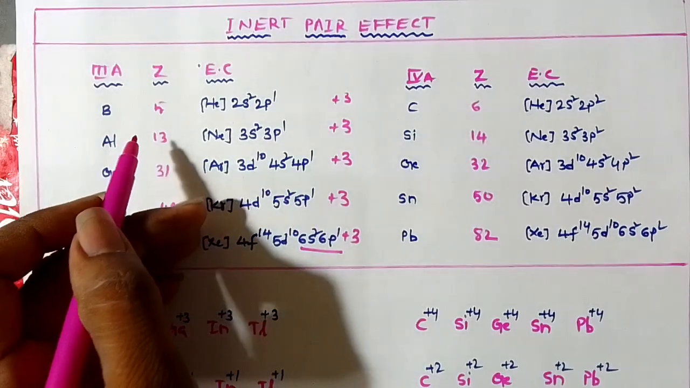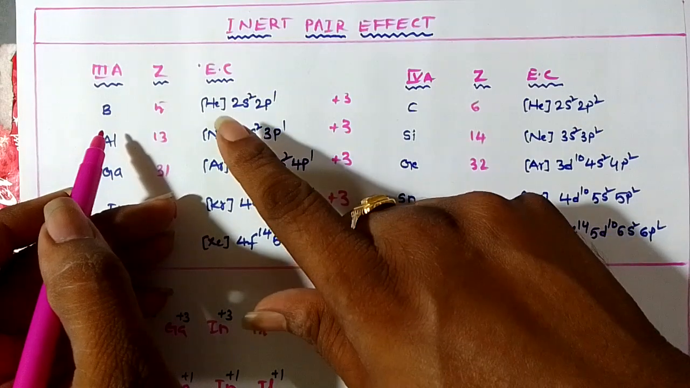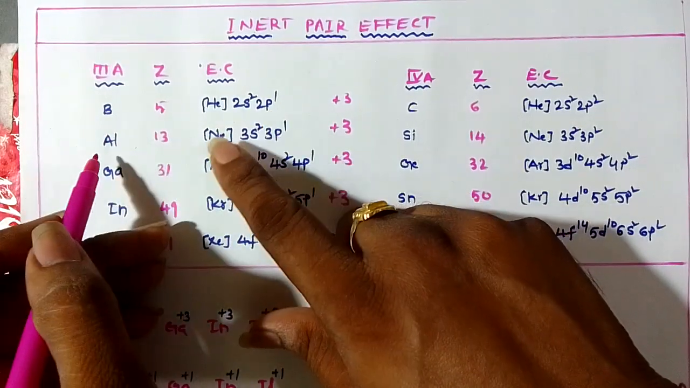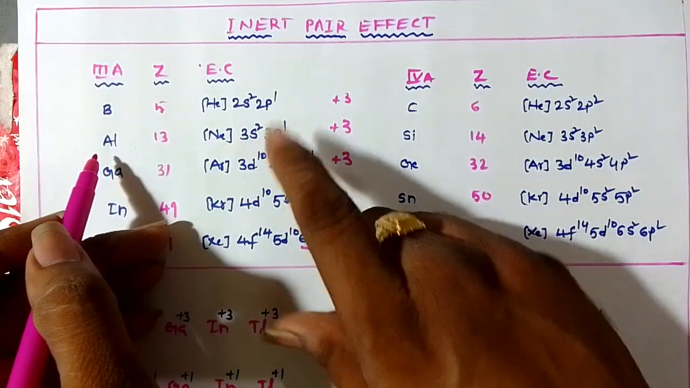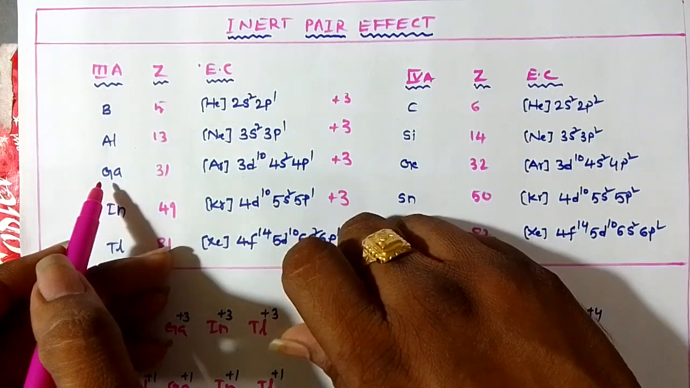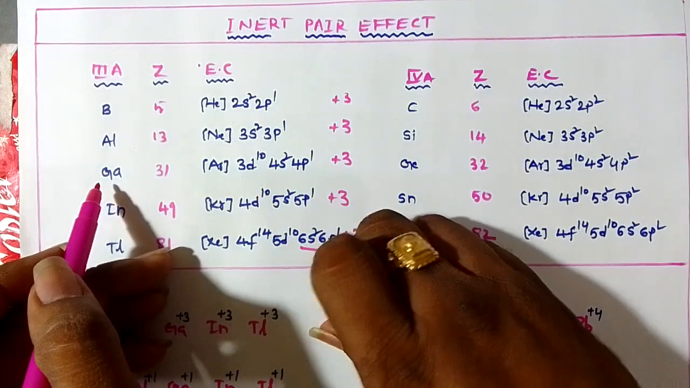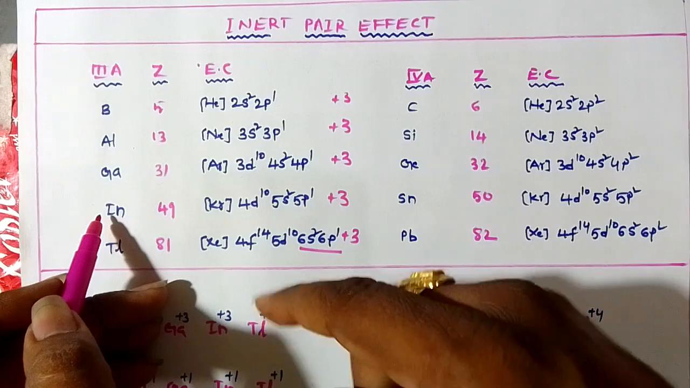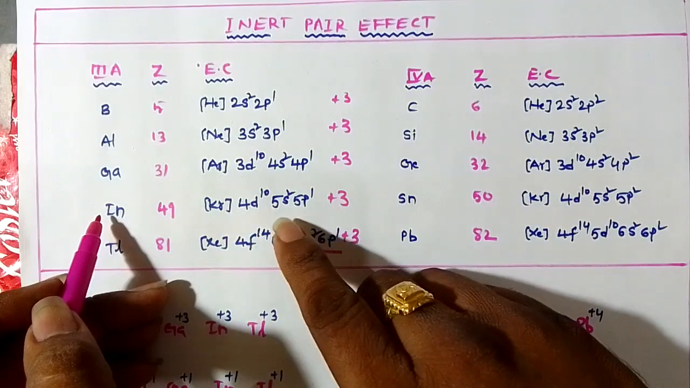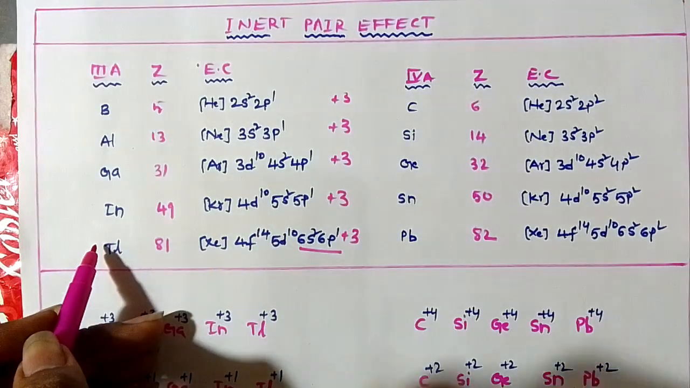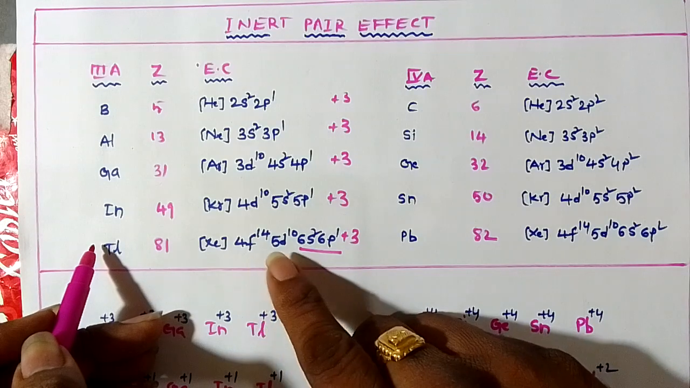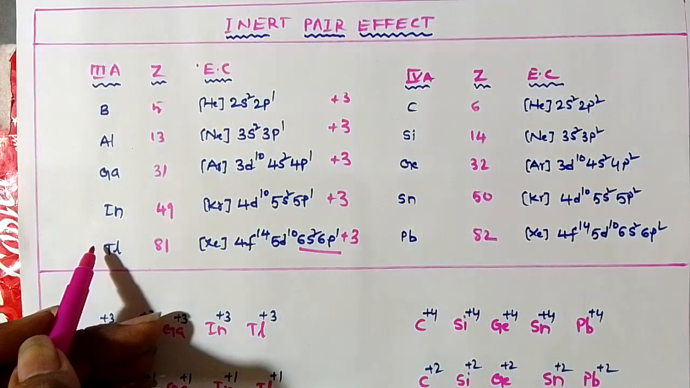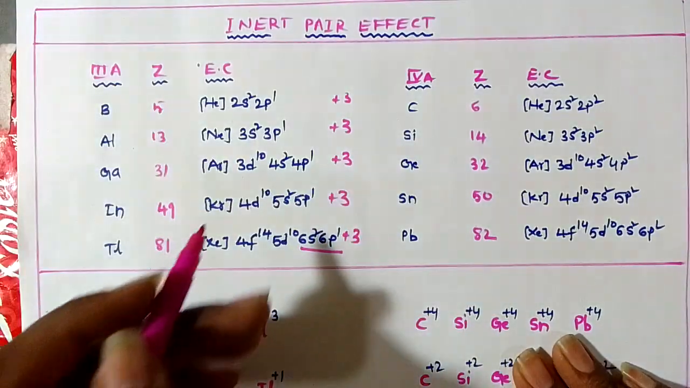Now coming to electron configuration. Boron electron configuration is helium 2s2 2p1. Aluminum electron configuration is neon 3s2 3p1. Gallium electron configuration is argon 3d10 4s2 4p1. Indium electron configuration is krypton 4d10 5s2 5p1. Thallium electron configuration is xenon 4f14 5d10 6s2 6p1. So these are the electron configurations.